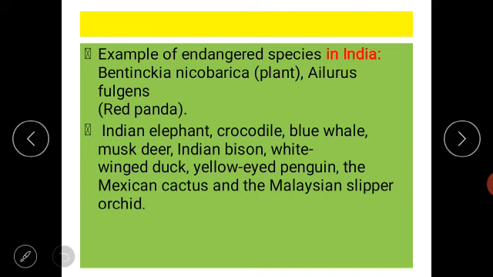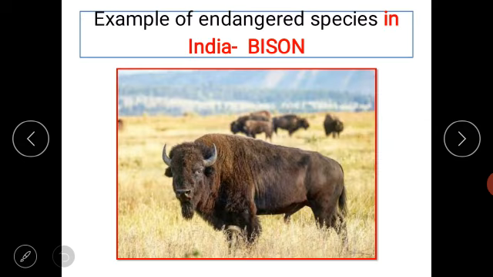Example of endangered species in India. Now specifically in India, which species are endangered, that we'll study. Bentinckia nicobarica is a plant. Then Ailurus fulgens is also an endangered animal. Red panda it is called. Then Indian elephant, crocodile, blue whale, musk deer, Indian bison, white-winged duck, yellow-eyed penguin, the Mexican cactus, and the Malaysian slipper orchid are the endangered species. See, one of the endangered species I have given, this is a bison.